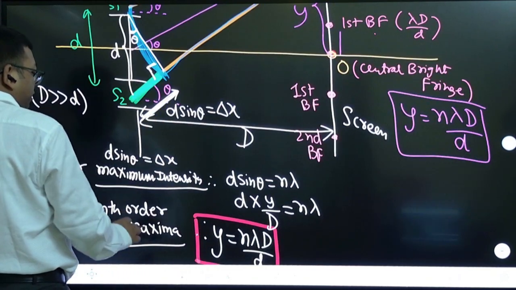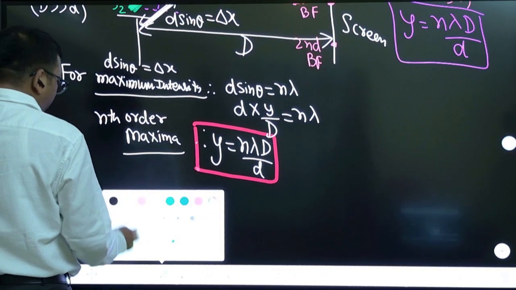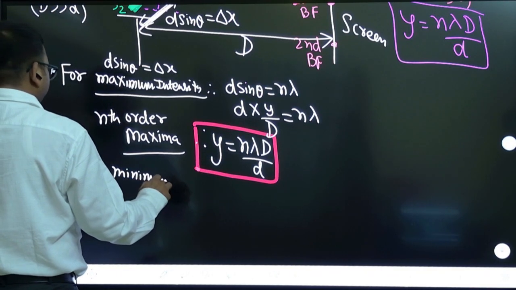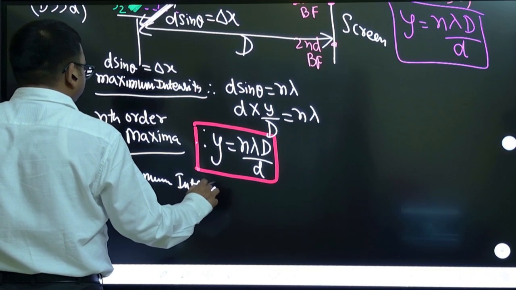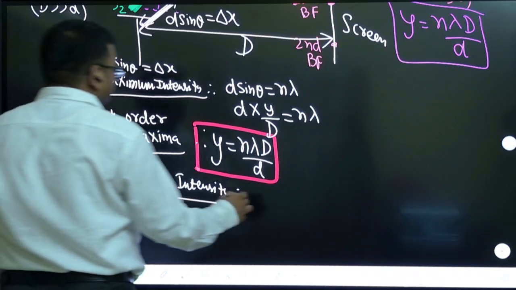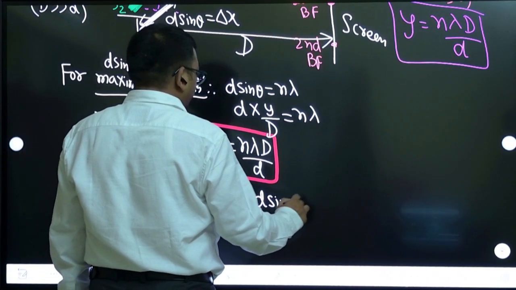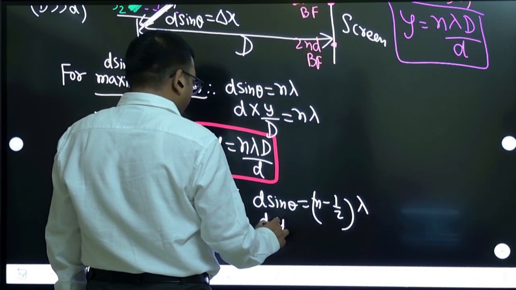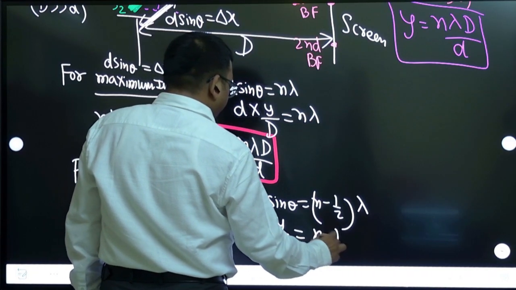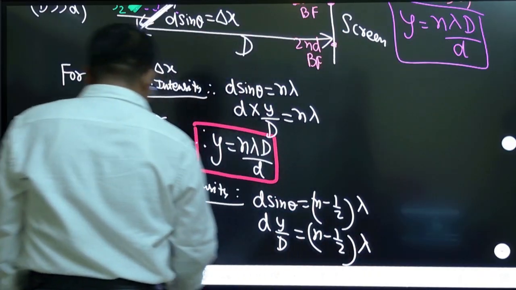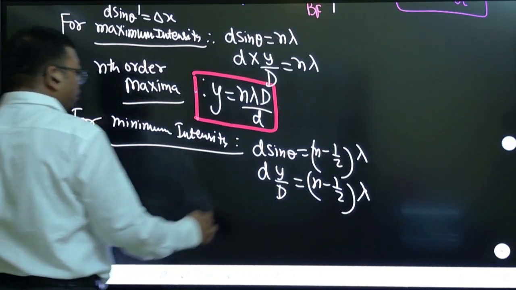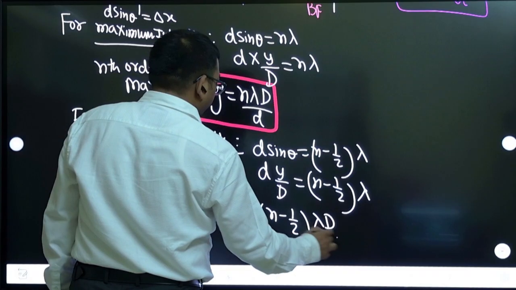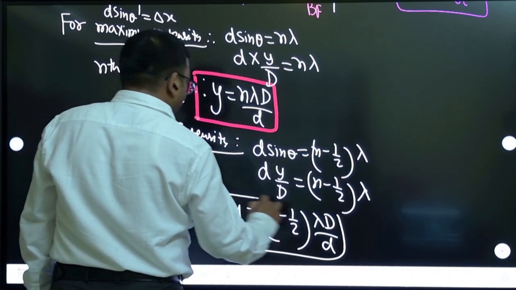Let us now also apply the condition of minima. For minimum intensity, the path difference condition is (n minus half) lambda. Remember, n minus half. So again d times y by D is (n minus half) times lambda. From here you will get y is equal to (n minus half) lambda D by d. That's the condition for y.